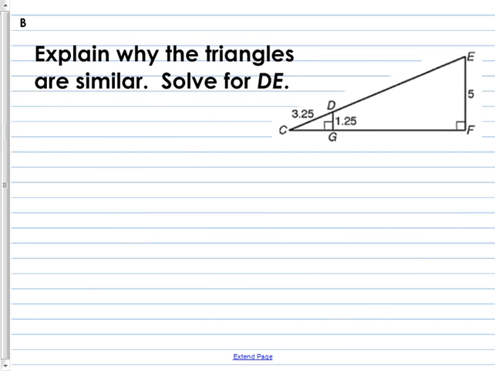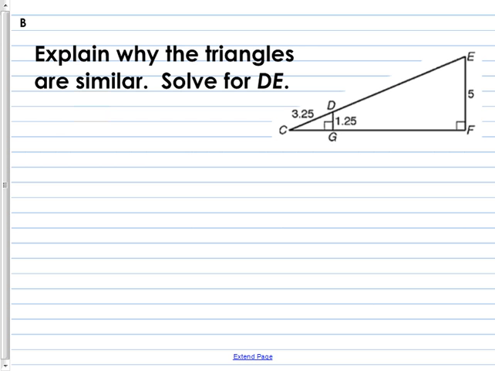Moving on to letter B, explaining why the triangles are similar. So if triangles are similar, they have to have 2 things. Or I guess technically, if shapes are similar, they have to have 2 things. They have to have congruent angles, and their sides have to be proportional. We learned some similarity theorems back in lesson 11, 3, and 4, which is where this problem is from. So if you were stuck, you could look back at your Cornell notes from 11, 3, and 4.